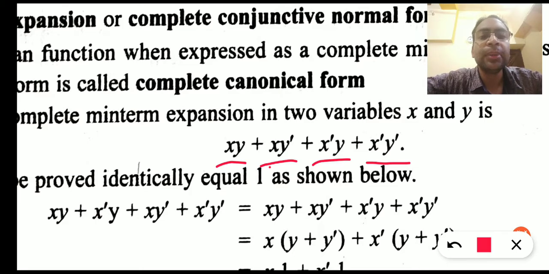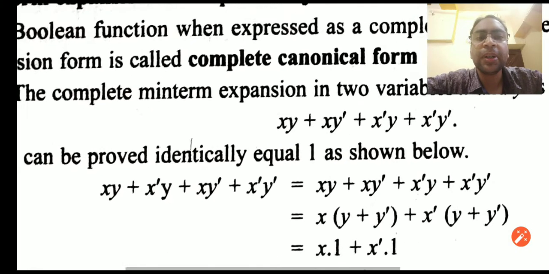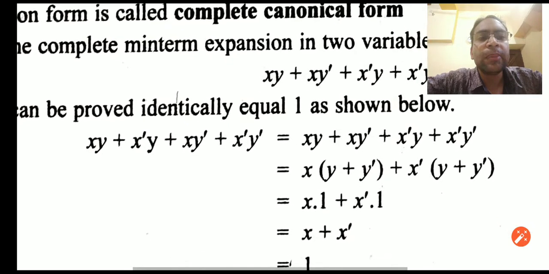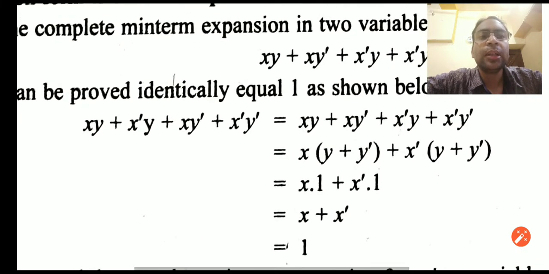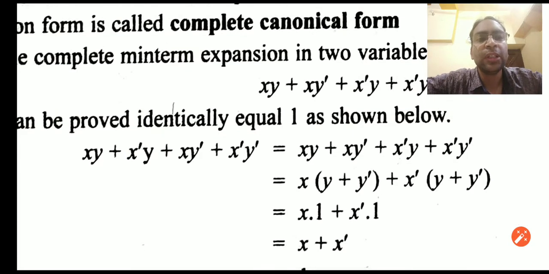Let's consider another example. If we have two variables, let's say a and b, what are all the possible minterms for a and b? That is a dot b, a dot b bar, a bar dot b, and a bar dot b bar. So these are all possible minterms, and when we sum all of them, we get the complete minterm expansion of the two variables a and b. I hope you have understood what the complete expansion is. Now this complete expansion can be reduced.